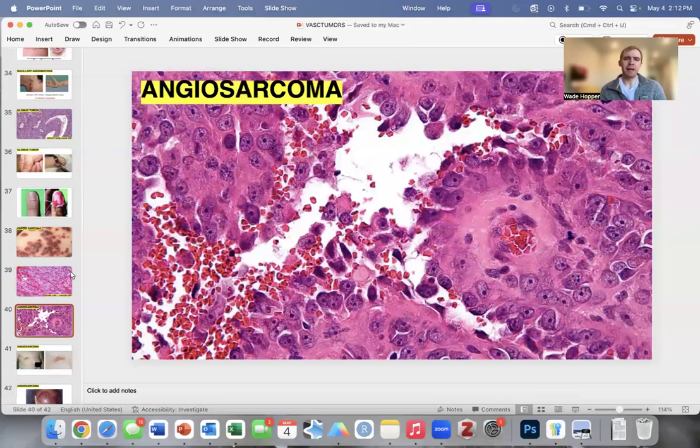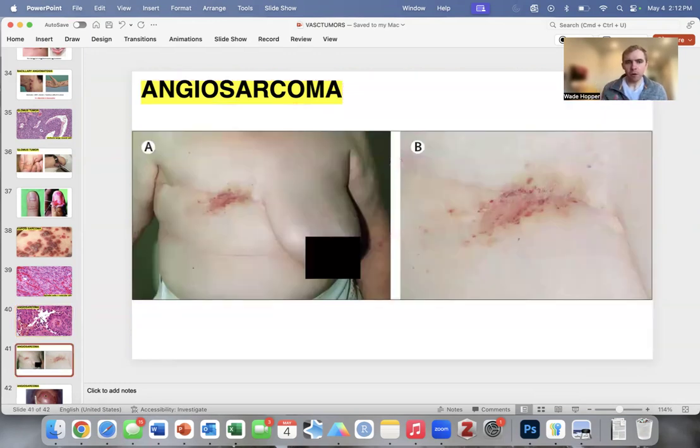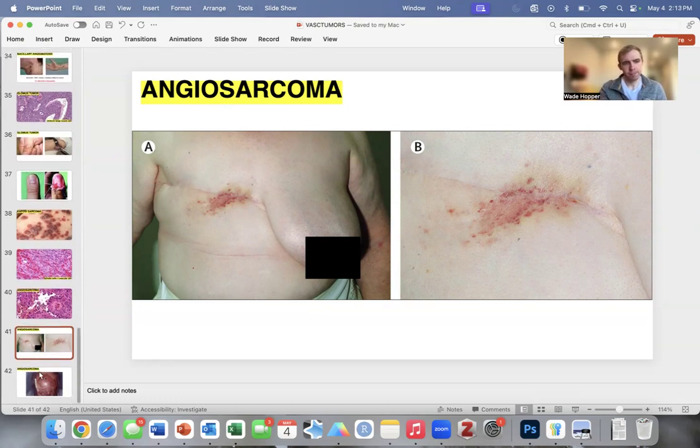Here's histology of an angiosarcoma. And these are obviously dysplastic cells with swelling and hypergranularity and abnormal architecture. They're not really well connected. This is obviously a bad tumor. Here is a very classic clinical photo of an angiosarcoma at the site of breast radiation following a mastectomy. This is probably the one that's going to be on the test.